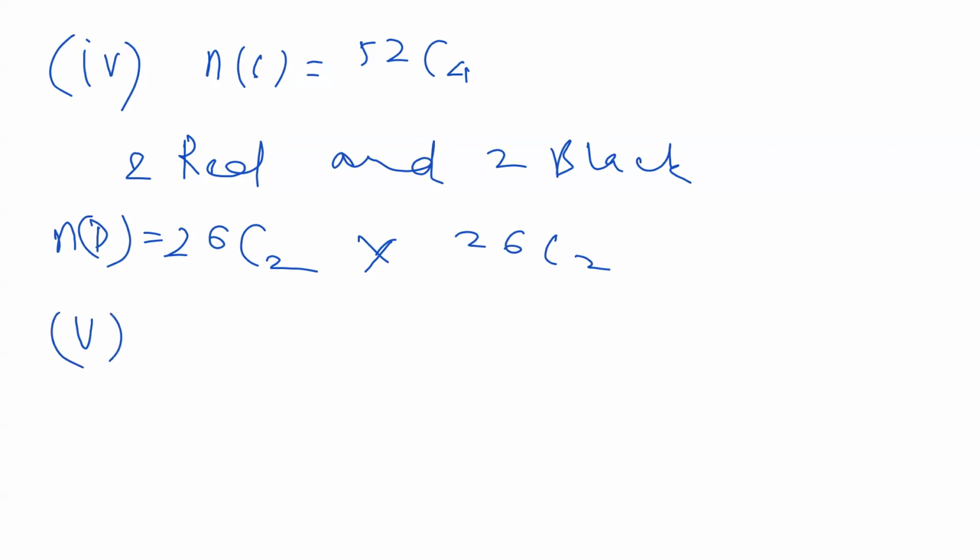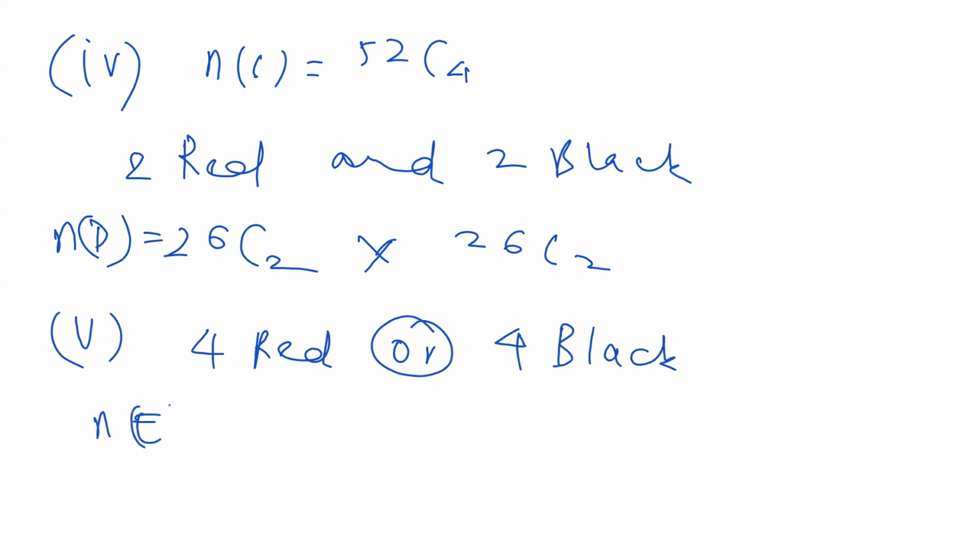Fifth one, all cards of the same color. Okay, so this will be 4 red or 4 black. So N of E this time will be 4 red, so 26C4. Now or indicates plus 4 black. So out of 26 there can be any 4 cards which are black. Okay, and or indicates plus. So N of E is 26C4 plus 26C4. Right? Okay. P of E is equal to N of E upon N of S.